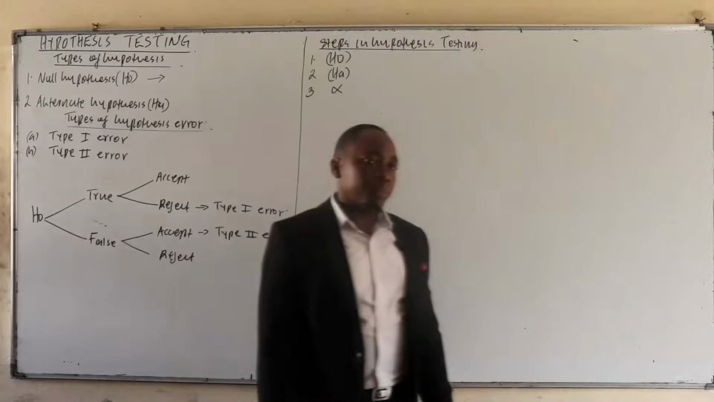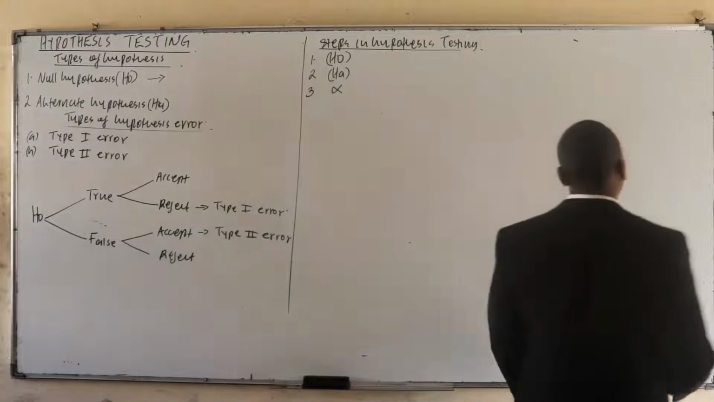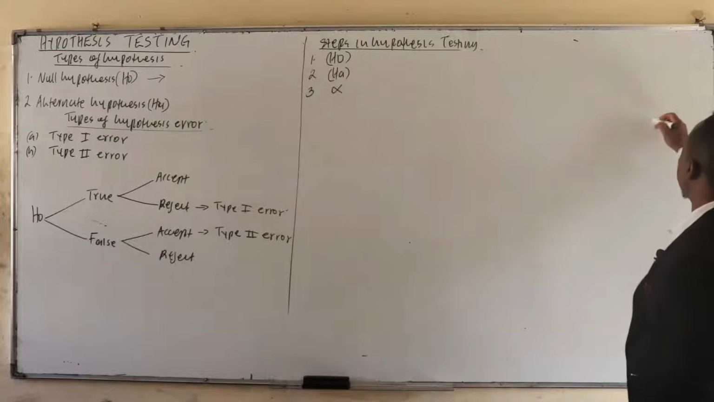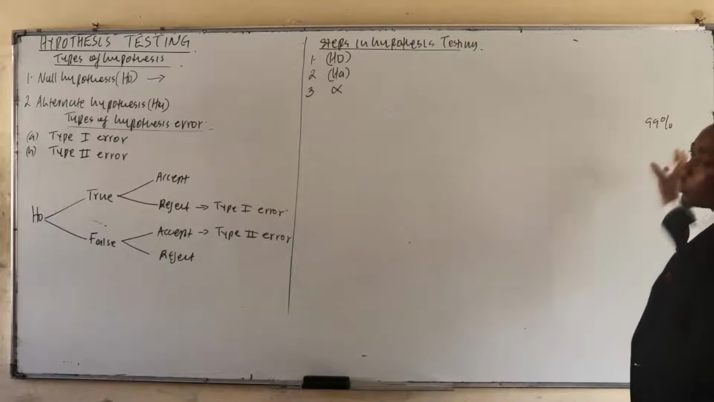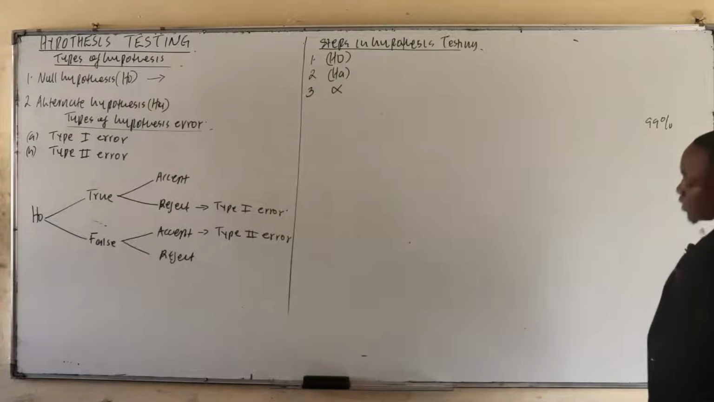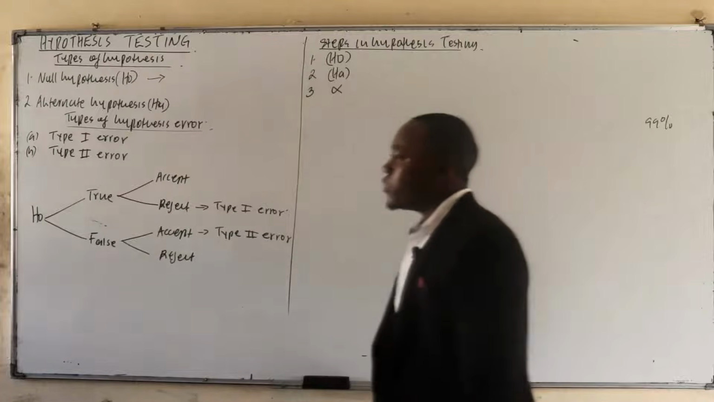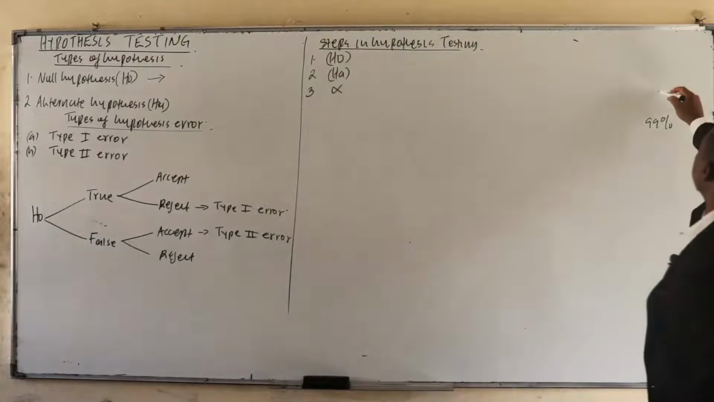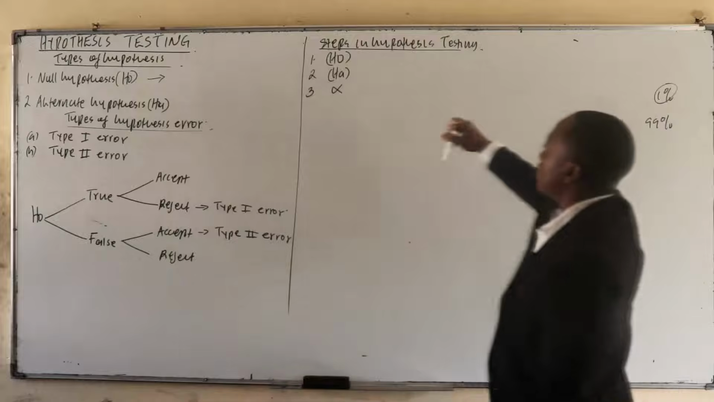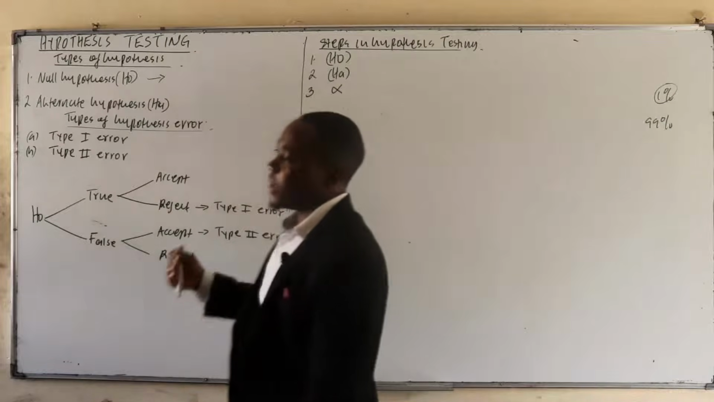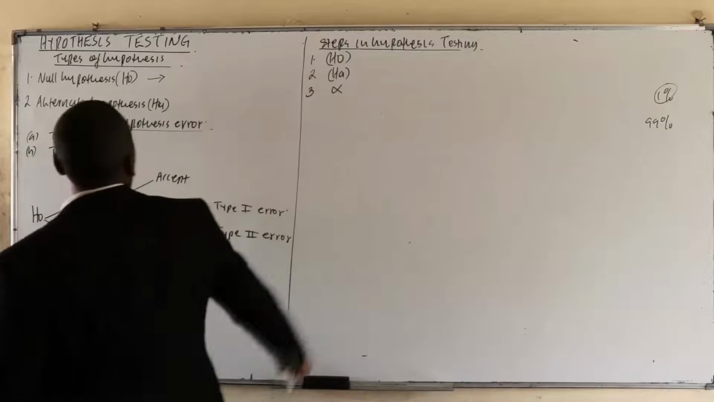So that means, for example, you are conducting a research and you want to be 99% sure. That's what we call the confidence level. If you want to be 99% sure, the probability of you making an error is 1%. This 1% is what we call the significance level, the probability of rejecting a true hypothesis.